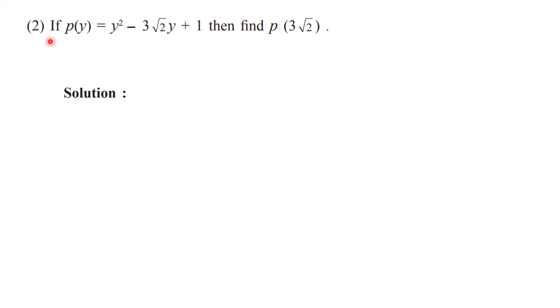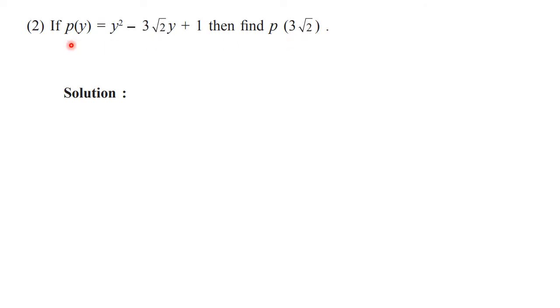Question number 2. If p of y is equal to y square minus 3 root 2y plus 1, then find p of 3 root 2. Means what? We have to find the value of this polynomial for y is equal to 3 root 2. It is not given y is equal to, but from this you can understand that we have to replace y by 3 root 2. Compare this. See, in place of y we have 3 root 2.